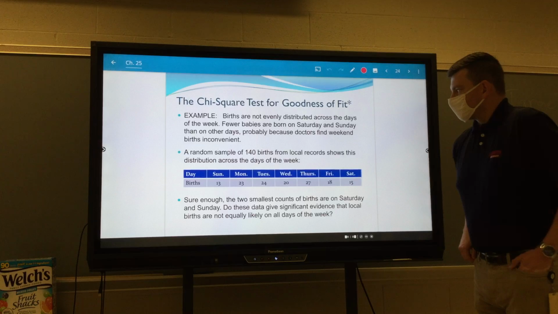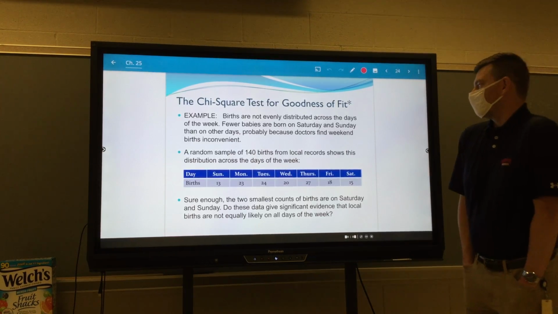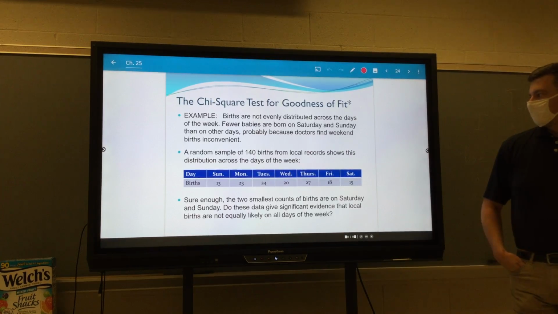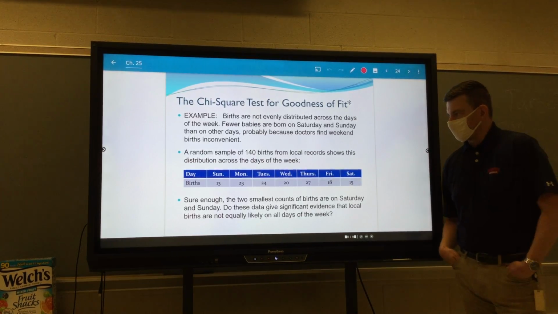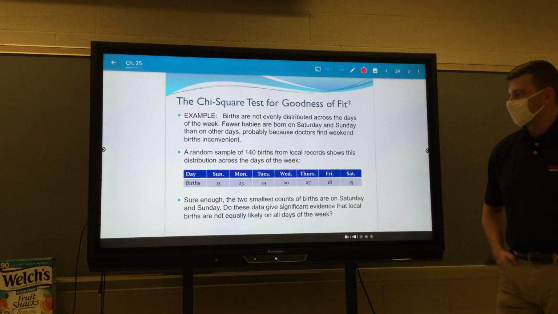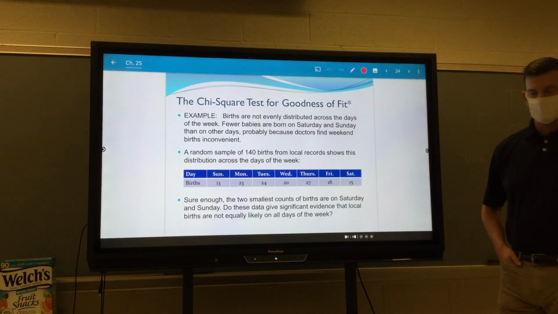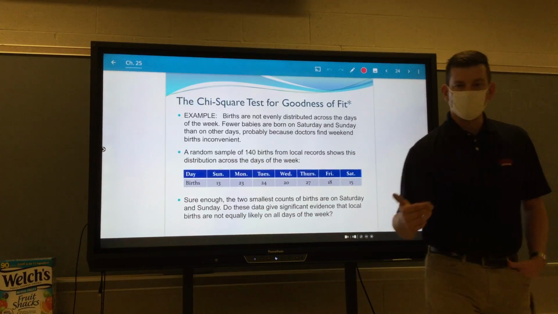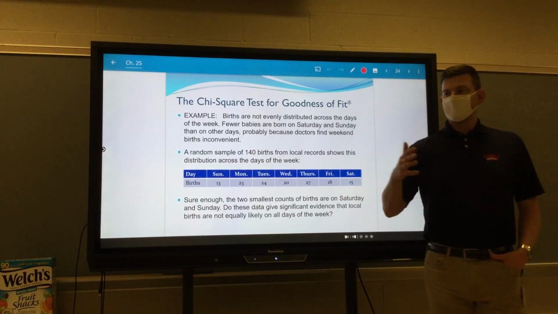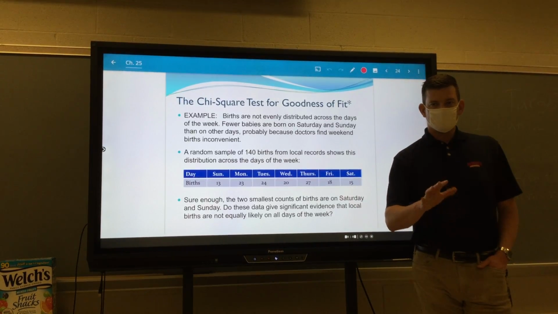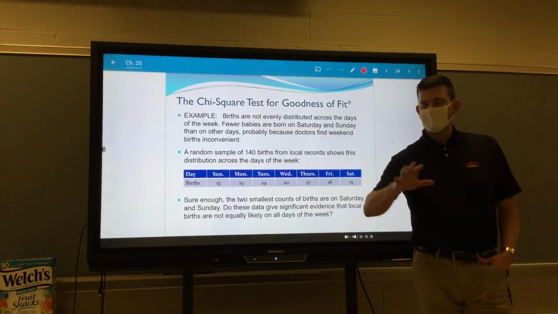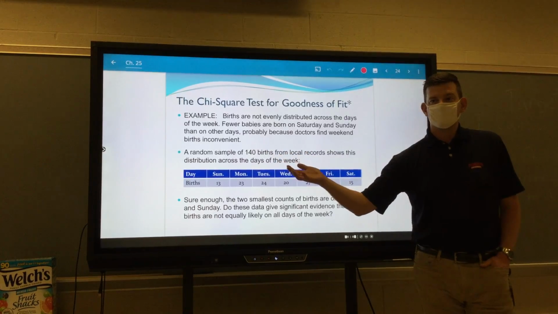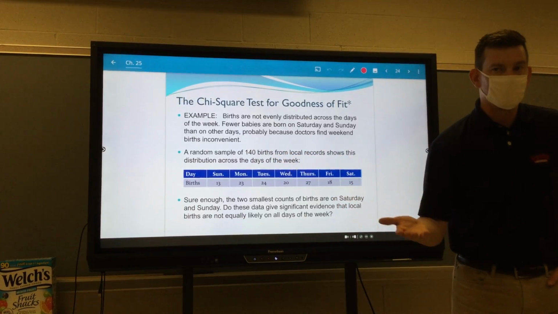it says births are not evenly distributed across the days of the week. Fewer babies are born on Saturday and Sunday than other days, probably because doctors find weekend births inconvenient. So there's this theory out there that more babies are born on weekdays, Monday through Friday, as opposed to the weekend. Now, I have a little bit of recent experience with this. I guess this idea makes sense. Babies are going to come when they're going to come.